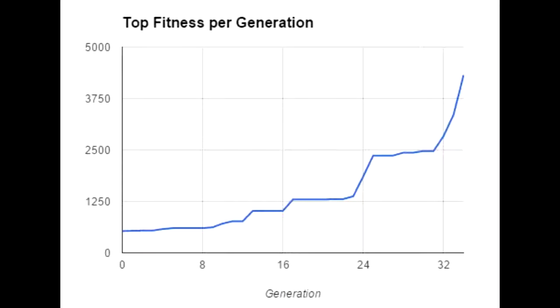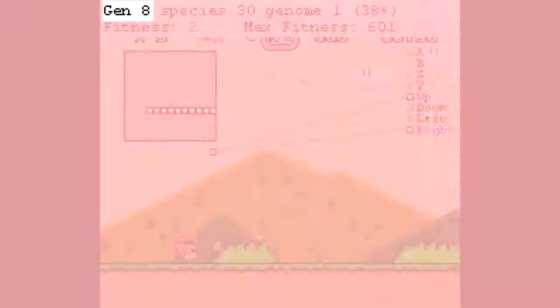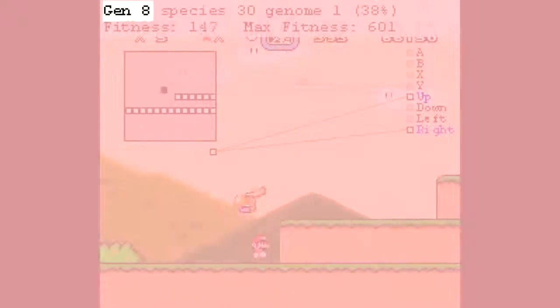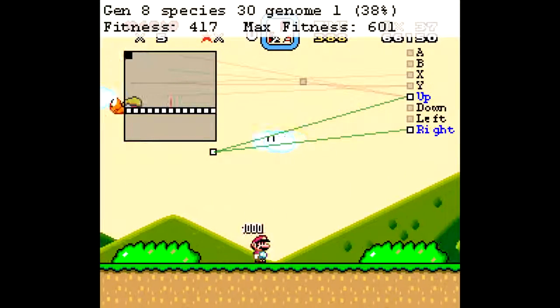It took 34 generations of genetic breeding and fitness evaluation before MarI was able to finish the level without dying and get a fitness score above 4,000. You can see there were several places it got stuck for a few generations, but it always evolved out of those ruts. Let's take a look at a few of those ruts. You can look at the top left corner of the screen to see what generation number each rut occurred on.